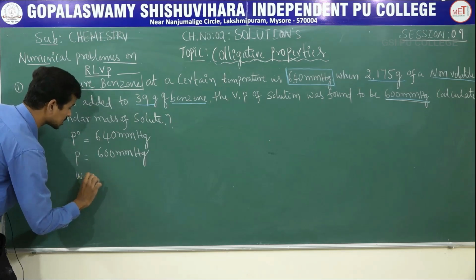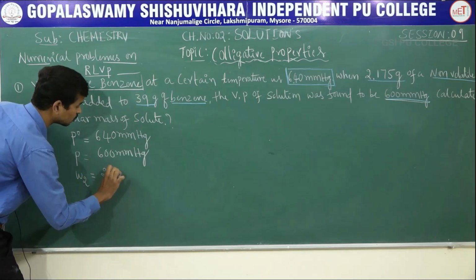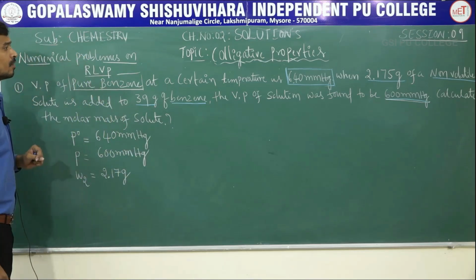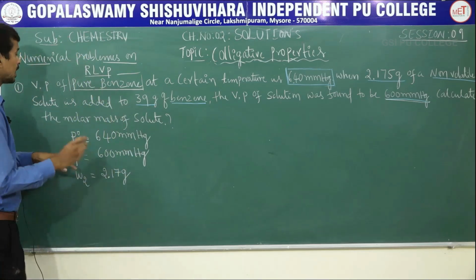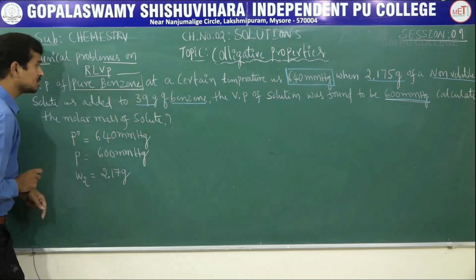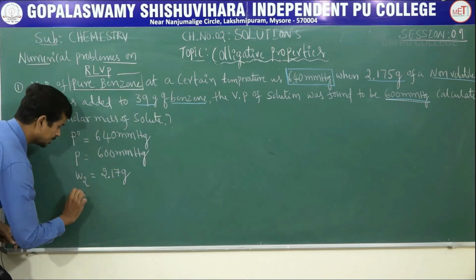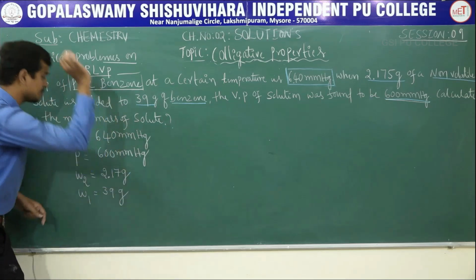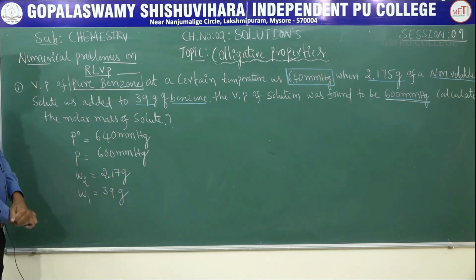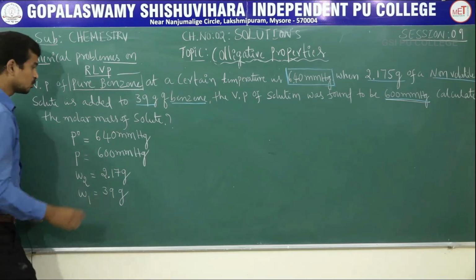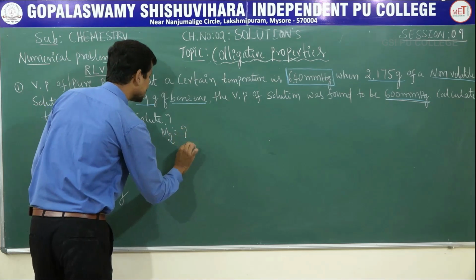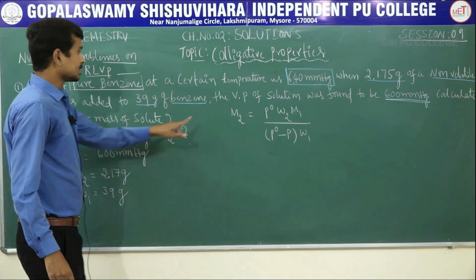W2, the mass of solute, how much? 2.17 gram. 2.17 gram of solute was added to 39 gram of benzene. What does that indicate? Solvent. W1 is the mass of the solvent, 39 gram. Clear? You have to find out M2. M2 is equal to how much? This is the formula.